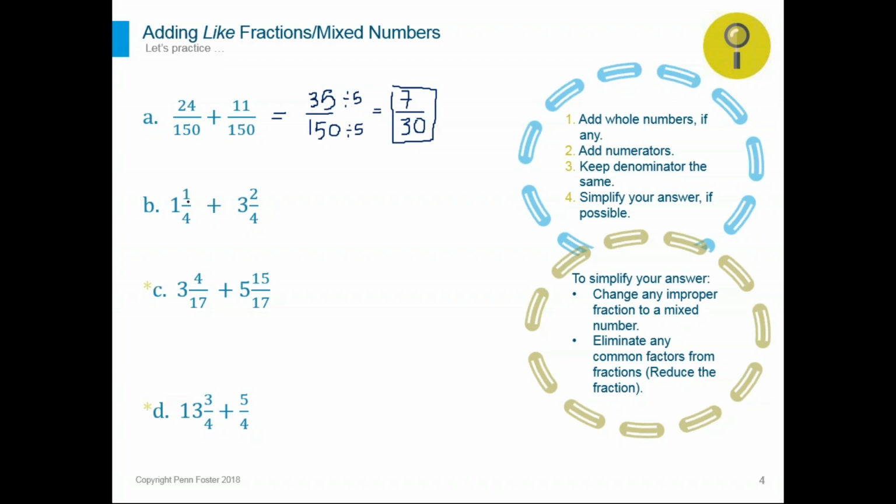Number B, it's a mixed number plus a mixed number. What should we do in this case? Again, look at the fraction part. Like fractions, that's the easy kind of addition. So in this case, just add the whole numbers, add the numerators, and keep the denominators the same. 1 and 3 is 4. 1 and 2 is 3. And then keep the 4 in the denominator. 3 and 4, there's nothing common, so this is the final answer. It is in simplest form already.